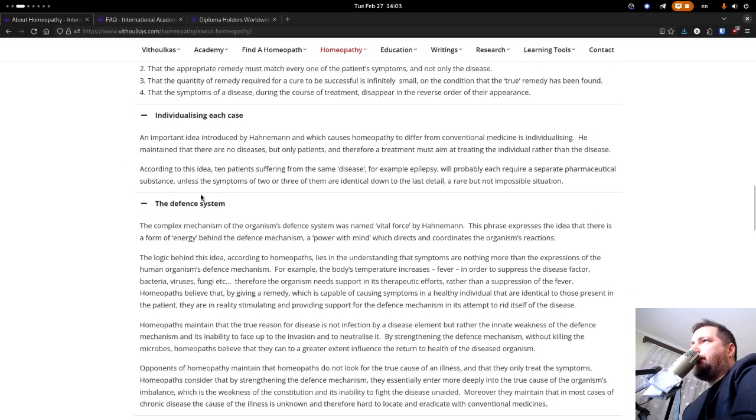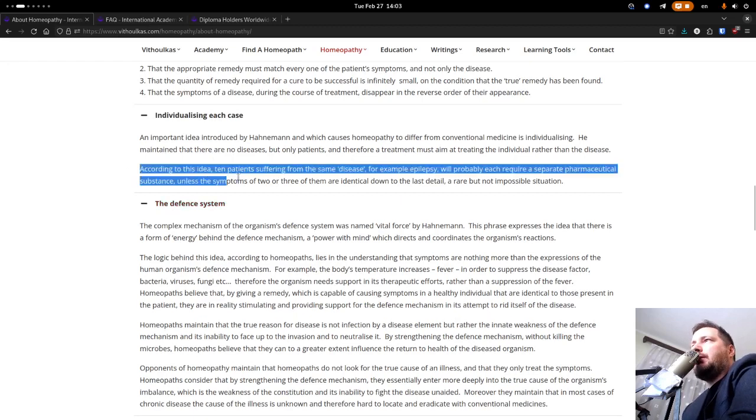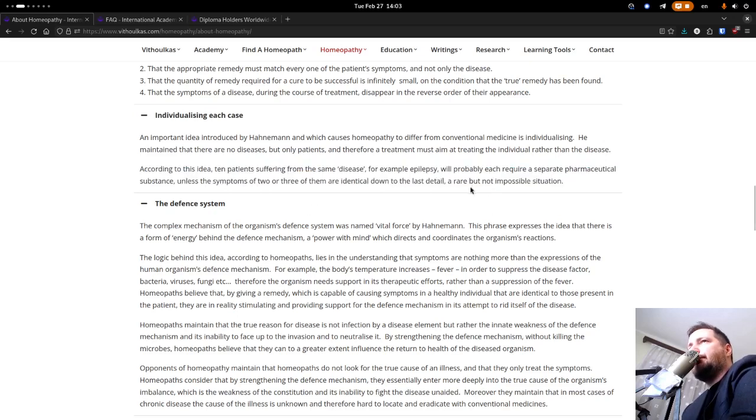And then we have individualizing each case. We talked about this. According to this idea, 10 patients suffering the same disease, for example, epilepsy, will probably each require a separate pharmaceutical substance unless the symptoms of 2 or 3 of them are identical down to the last detail. A rare but not impossible situation. By pharmaceutical substance, we mean homeopathic remedy.